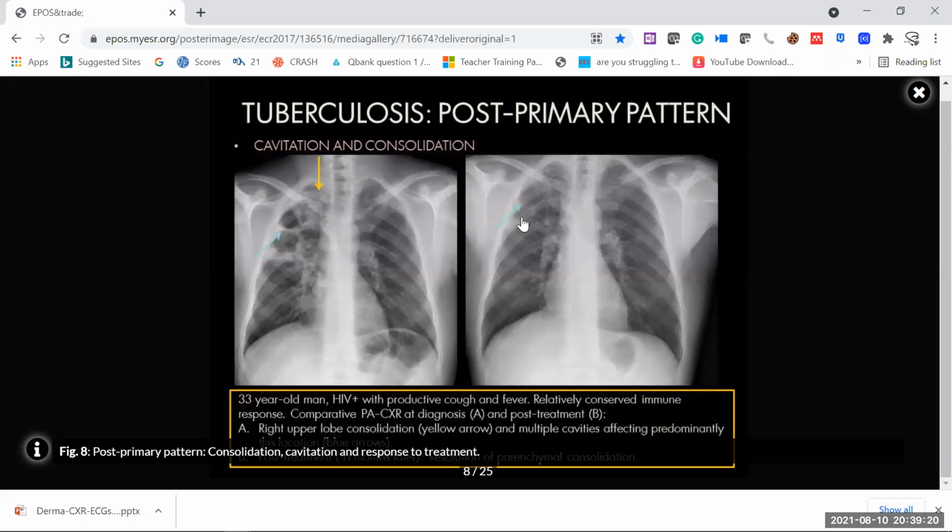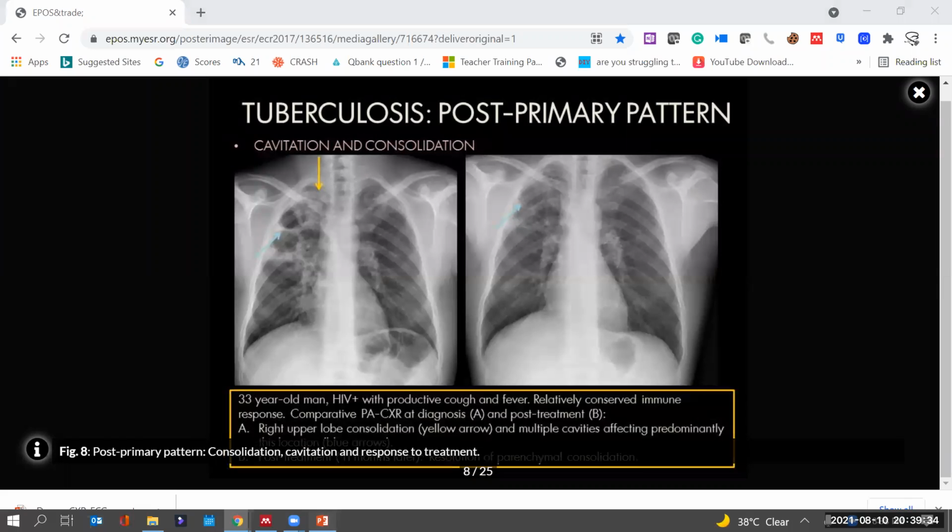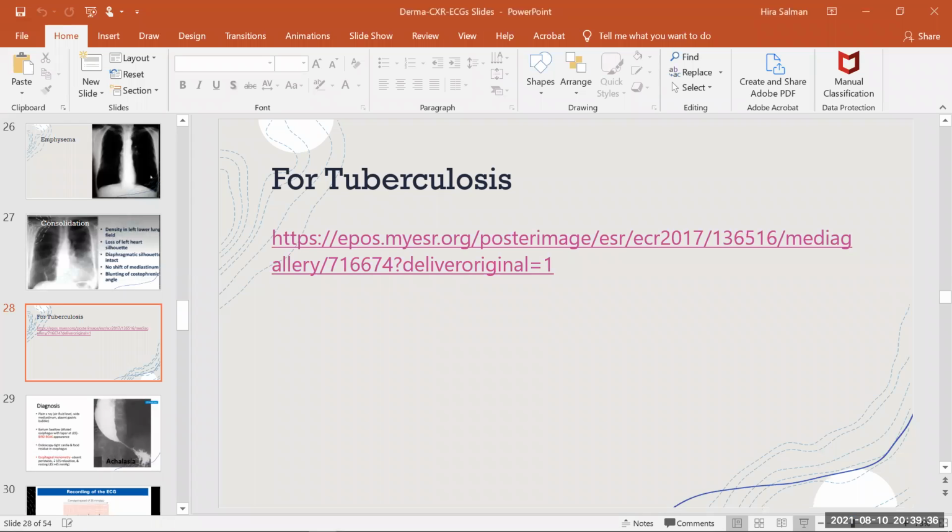So just think about this: in a tuberculosis patient, you can find lymphadenopathy alone, you can find consolidation alone, you can find granuloma, you can find cavitation. So there may be 4 variants you can find in the X-ray of a TB patient. Now coming back to our slide.